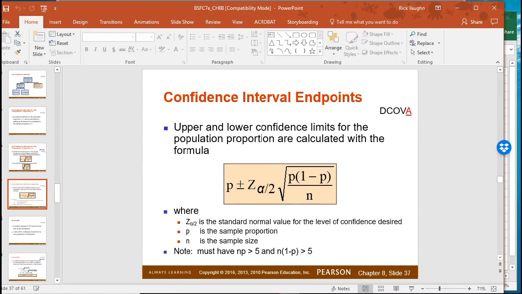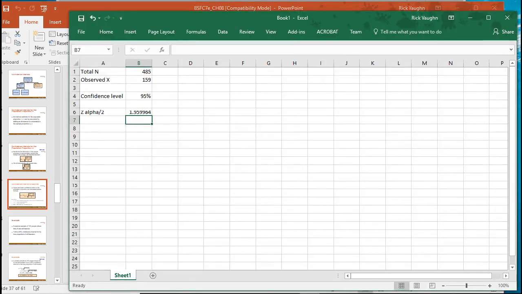And in order to do that, I need to actually calculate P. So let's calculate P, the observed proportion. And that observed proportion is going to be just the quotient of the number that's observed by the total n, which is over here.